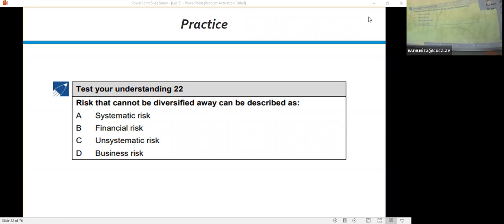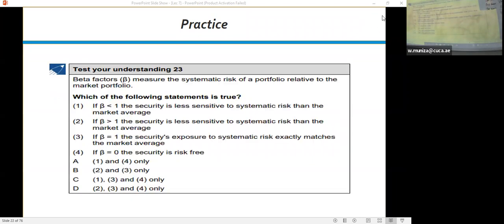Now, students, we have entered the chapter. Understanding number two is there. Risk that cannot be diversified away can be described as systematic risk. That is the market risk, which cannot be reduced by making diversification in portfolios.